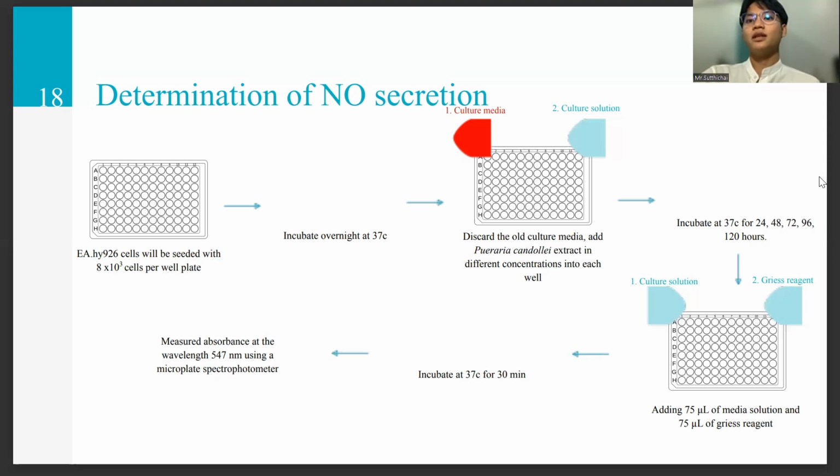The culture media will be transferred to a new 96-well plate and Griess reagents added. Then the reactions will be incubated for 30 minutes, and finally absorbance measured at a wavelength of 547 nanometers.